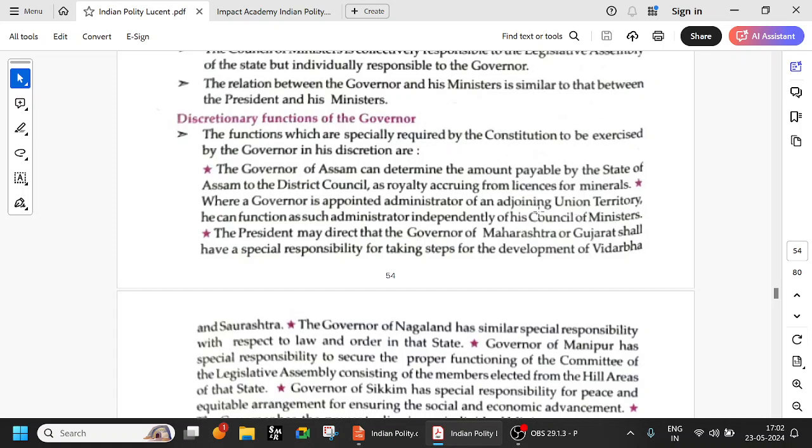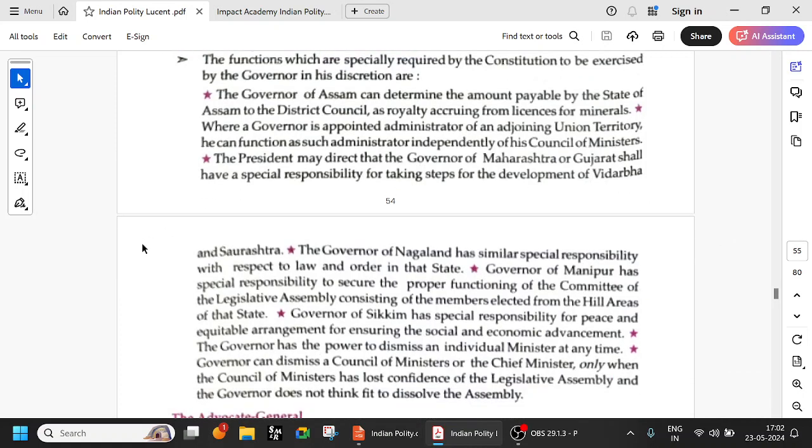So governors will also act as the administrators of union territories. The president may direct that the governor of Maharashtra or Gujarat shall have a special responsibility for taking steps for the development of Vidarbha and Saurashtra. So when it comes to Maharashtra and Gujarat, because there are disputed places, Vidarbha and Saurashtra, the governor has to take special responsibility for developing these areas.